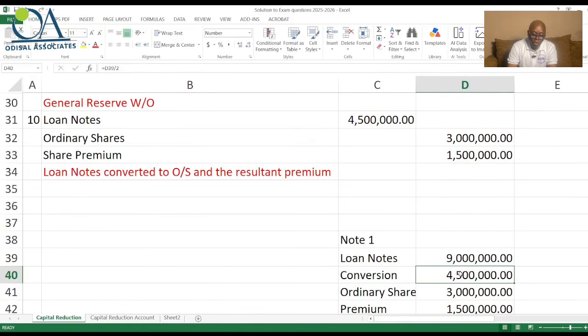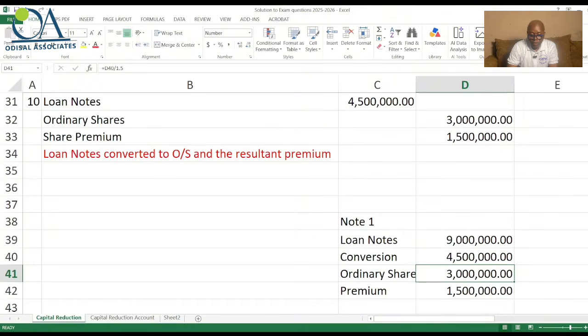So if you do the mathematics, it will give you 3 million. That's 4.5 million divided by 1.5 will give you 3 million. So that 3 million is the nominal value of the shares. So that will be the ordinary shares. The remaining amount is 1.5 million. That will be share premium.